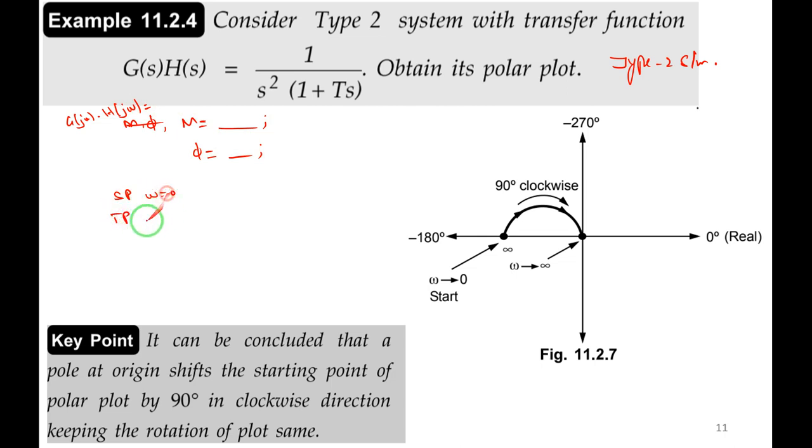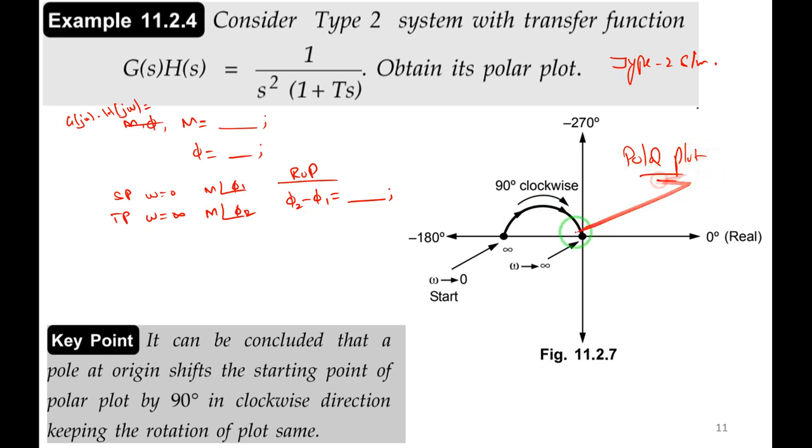So omega equal to 0, omega equal to infinity. So what is the magnitude and phase you calculate? What is the magnitude and phase for this? Then get the rotation of the plot. Let me call this phi 1, this is phi 2. So here the rotation of the plot is phi 2 minus phi 1. You get something, right? If it is negative, it is clockwise rotation. If it is positive, anti-clockwise rotation, right? So you draw it, you will get the polar plot. This is how you will get it. So starting point omega equals 0 and ending point, 90 degree clockwise rotation.